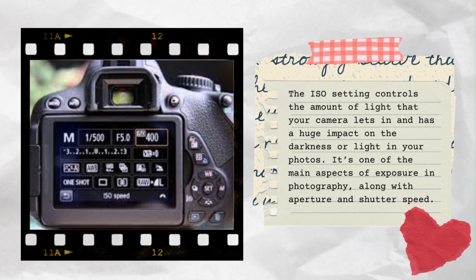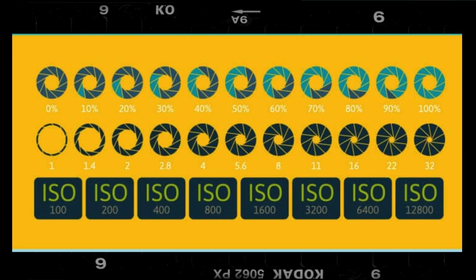The ISO setting controls the amount of light that your camera lets in and has a huge impact on the lightness and darkness of your photos. The ISO is controlled by how much light is coming through the camera, so in brighter lighting, a lower ISO is best, but in less light, a higher ISO is best.